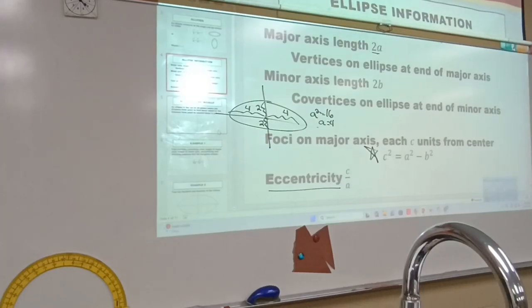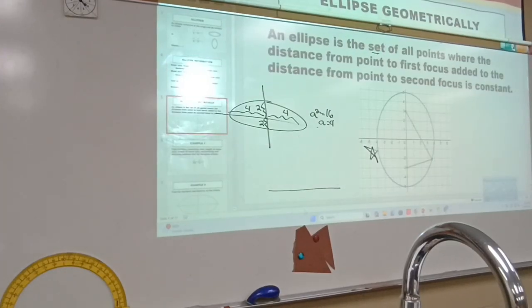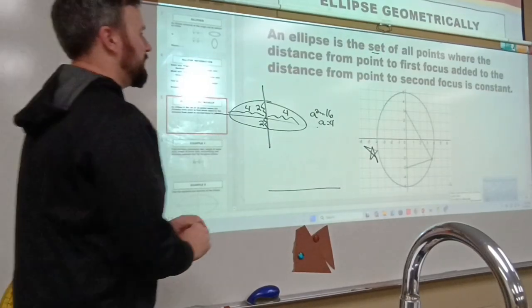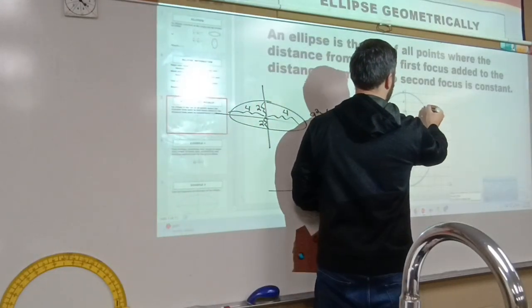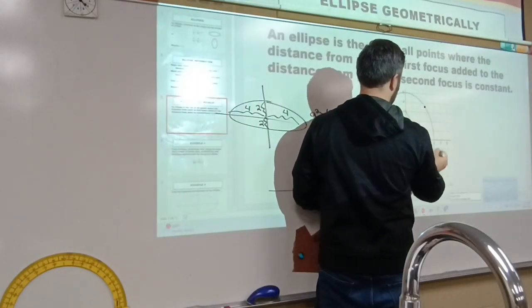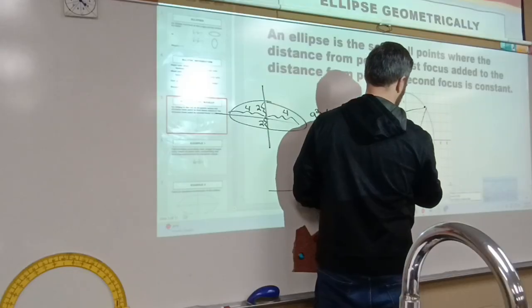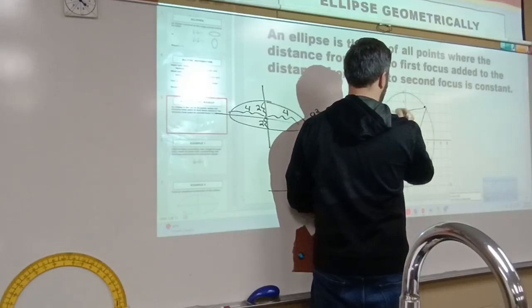Because that might be true. All right, here's why it works. If I pick any point and I connect my foci, what kind of triangle is it going to make on the circle?